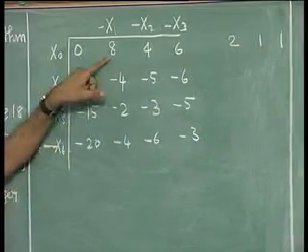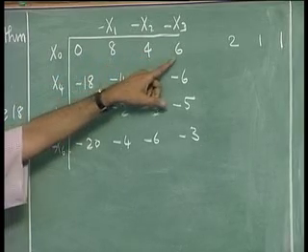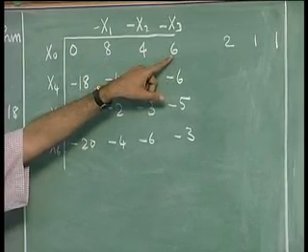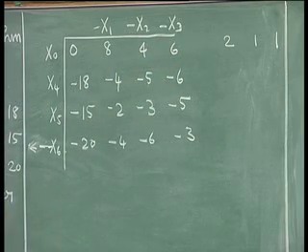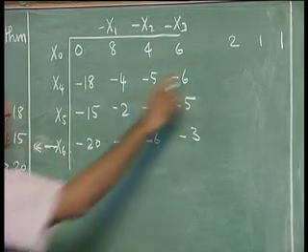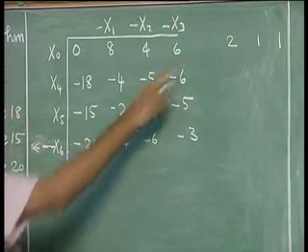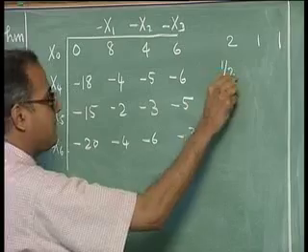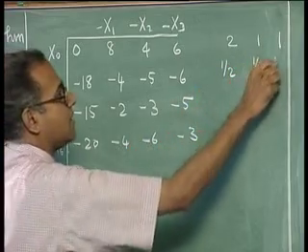So 8 by 4 has a lower integer value of 2, 4 by 4 will have a lower integer value of 1, 6 by 4 will also have a lower integer value of 1. Now what you have to do is, this becomes 2 by 4, which is half, 1 by 6, leave out the negative sign, 1 by 6 and 1 by 3.